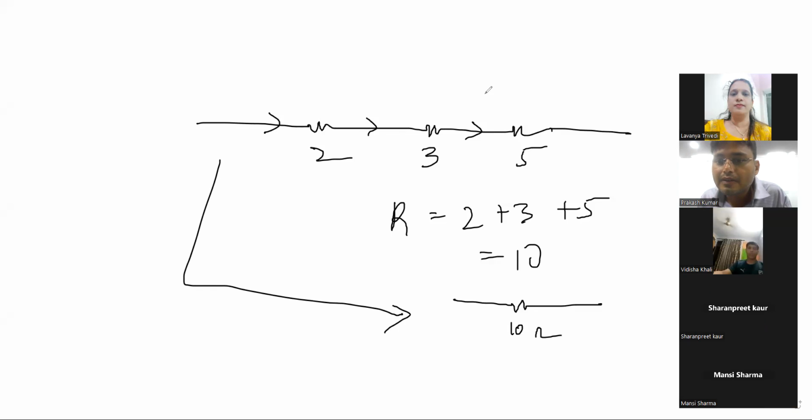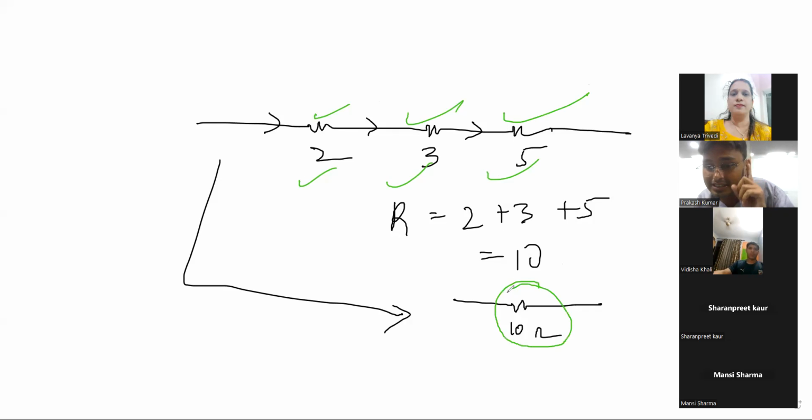10 ohm is the total resistance of all the resistors in a circuit. Exactly. The net resistance created by these 2, 3, and 5, if there is some circuit, whatever the net resistance produced separately by 2, 3, and 5, this single 10 ohm will create that much of resistance. Whatever amount of resistance these 3 resistances generate in a circuit in series, this 10 ohm alone can do that amount of resistance in the circuit.